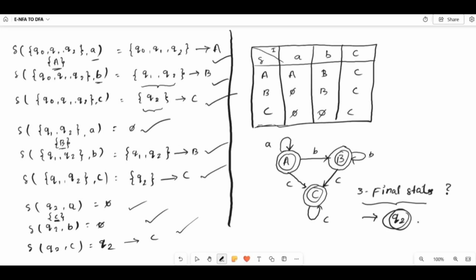Here we have three final states. Since in the initial diagram it is given that Q2 is the final state, in this diagram in all states, like in state A Q0, Q1, Q2, in state B Q1, Q2, in state C Q2, in all states Q2 is there. That's why all three are final states.